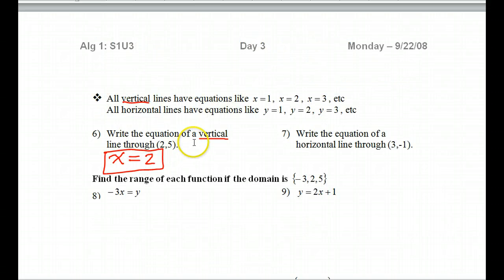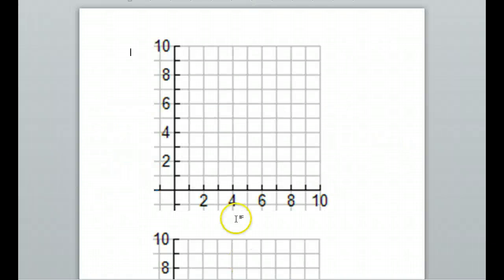Or let's take a look at it on a graph. We're supposed to write the equation of a vertical line through the point 2, 5. Okay, so let's take a look. The point 2, 5 would be right here. So there's the point 2, 5. And we want a vertical line through that point. Okay, so this would be a vertical line.